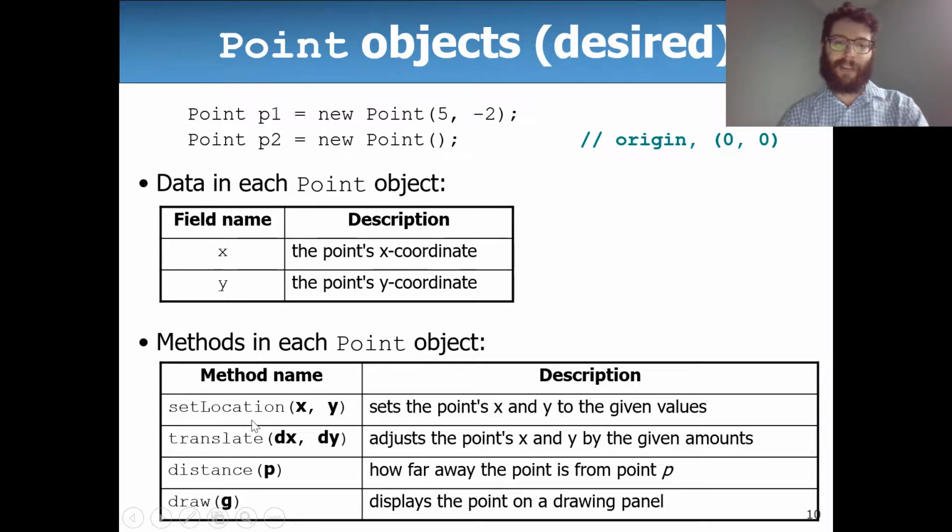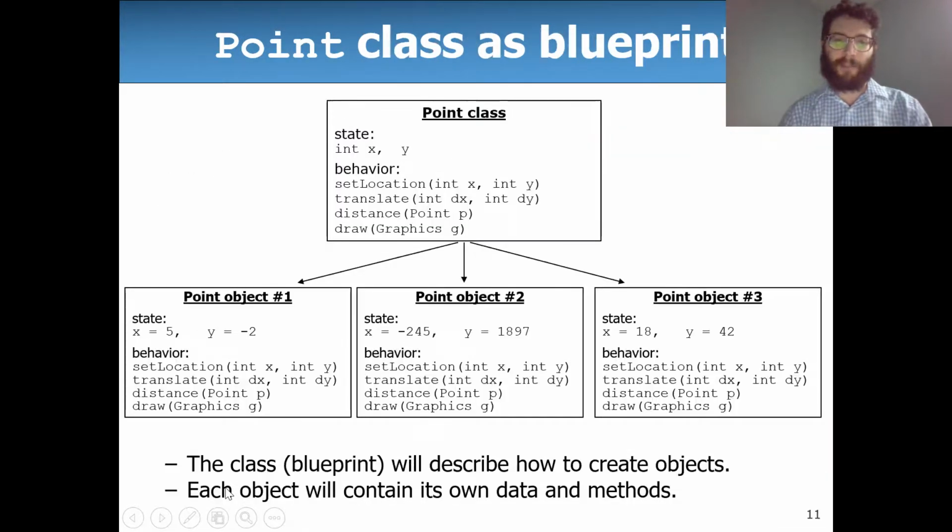Then we'll say points can do these things. They can set their location, they can move or translate, so they'll adjust by some delta x and some delta y. You can calculate the distance to another point, and then we can tell it how to draw itself on a drawing panel. So we can use this point class as a blueprint for building point objects, individual points, right?